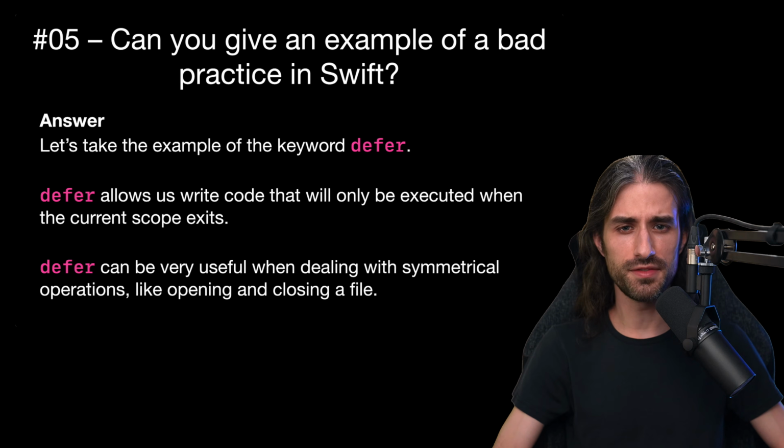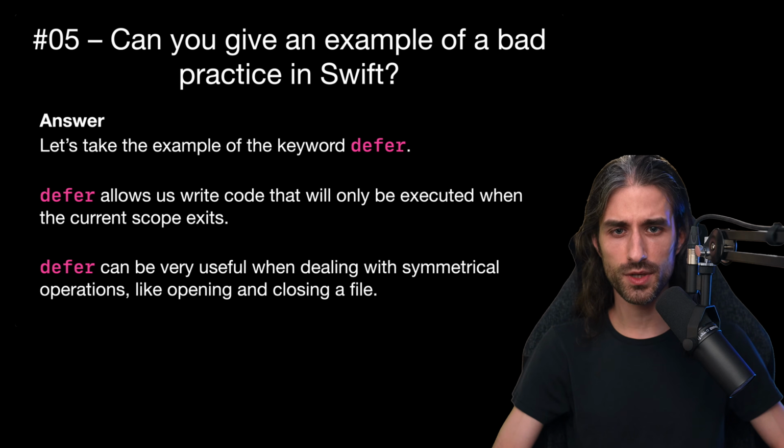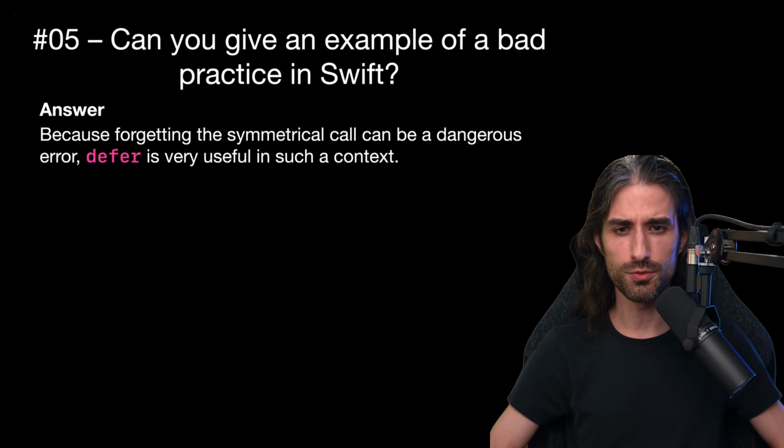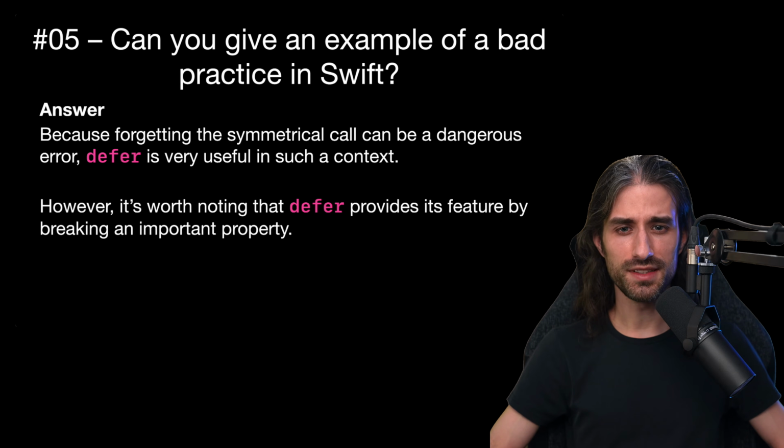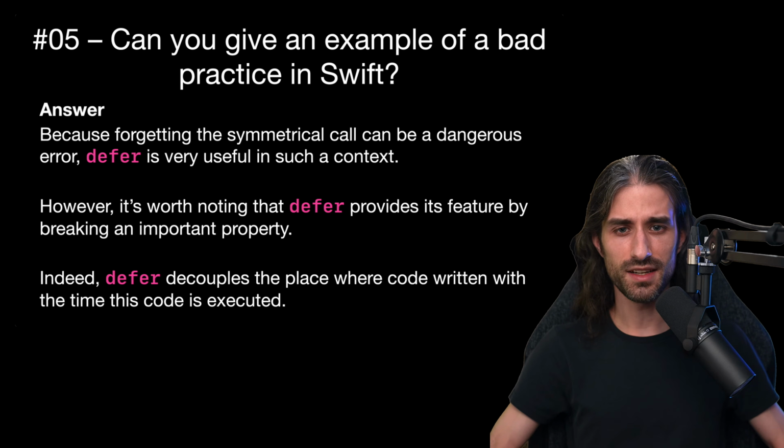Defer can actually be very useful when we are dealing with symmetrical operations. So think of things like opening and closing a file, starting and stopping a process, allocating and deallocating memory, that kind of thing. Because forgetting to make the symmetrical call would be a dangerous programming error, defer is actually very useful in this specific situation. However, it is very important to realize that defer works by breaking a very important property. Indeed, defer decouples the place where the code is written with the time when it is actually executed.